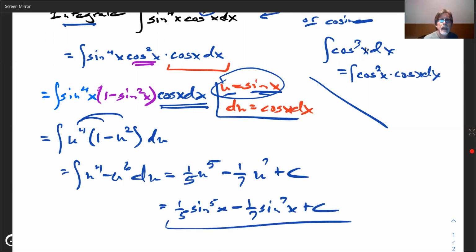Folks, when you have an odd power, it's pretty straightforward. That's all she wrote. We're going to talk about the next one. We're going to talk about what if it's an even power, and that's where you have to use a different identity in trig. Okay, we'll see you.